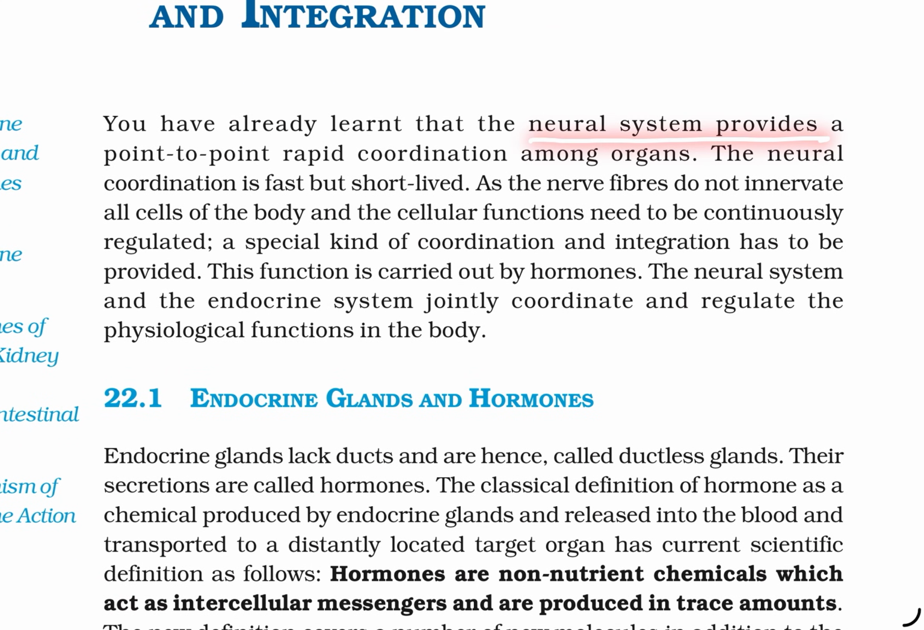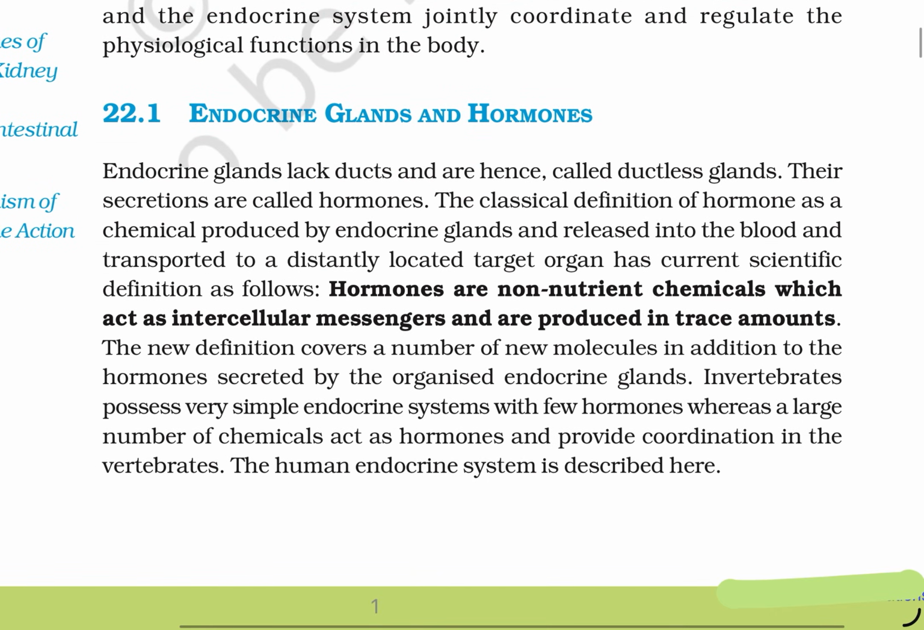You have already learned that the neural system provides a point-to-point rapid coordination among organs. The neural coordination is fast but short-lived, as the nerve fibers do not innervate all the cells of the body, and the cellular functions need to be continuously regulated. A special kind of coordination and integration has to be provided. This function is carried out by hormones. The neural system and the endocrine system jointly coordinate and regulate the physiological functions in the body.